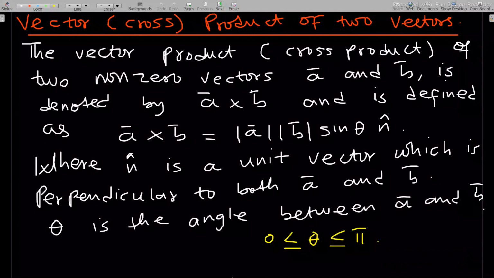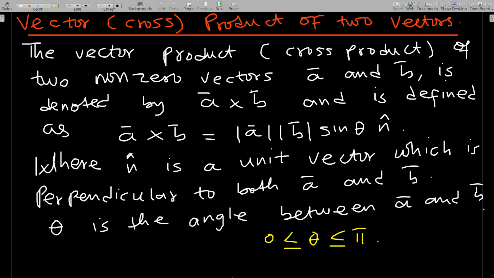Okay, so in this lesson, we'll go through the last section about vector products. We'll call this one the cross product, or vector product, between two vectors.